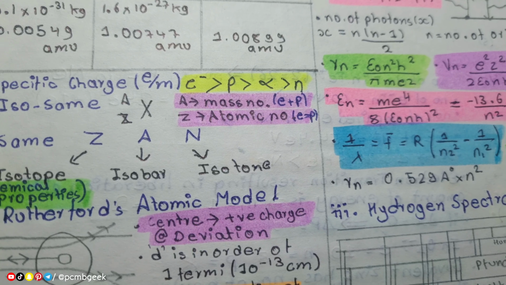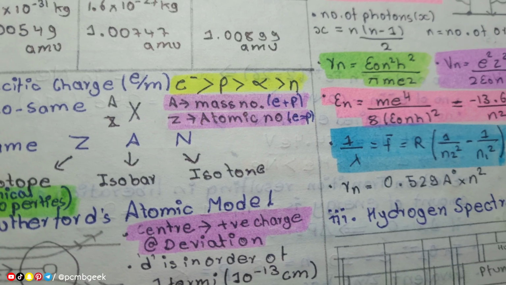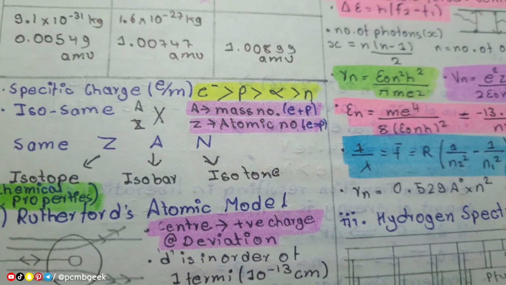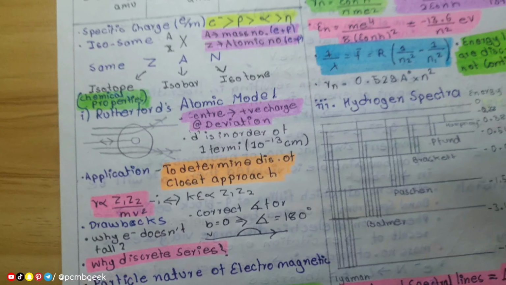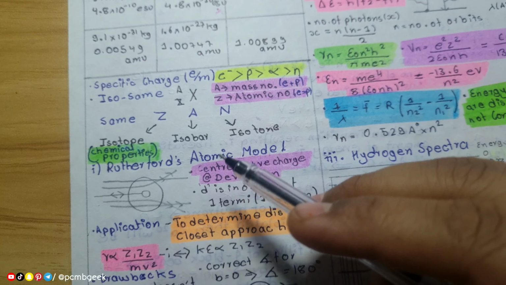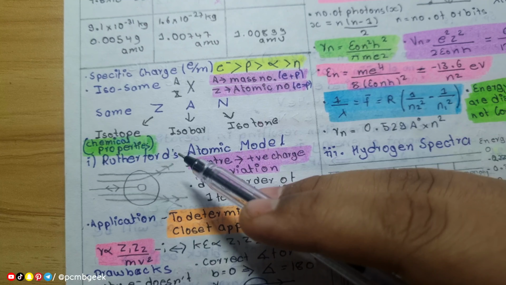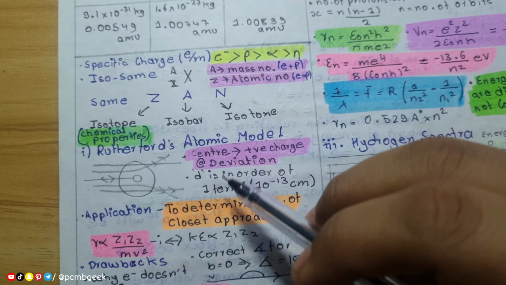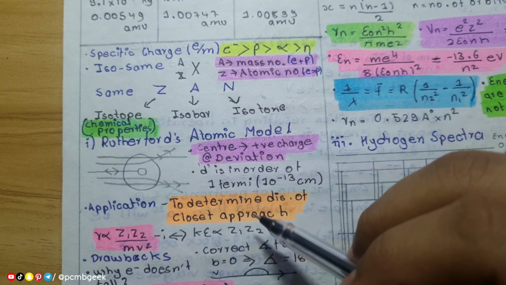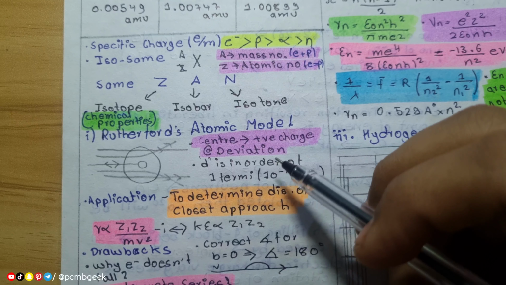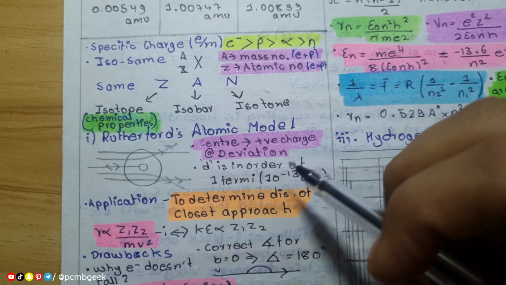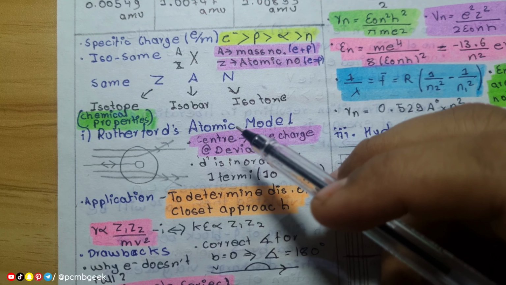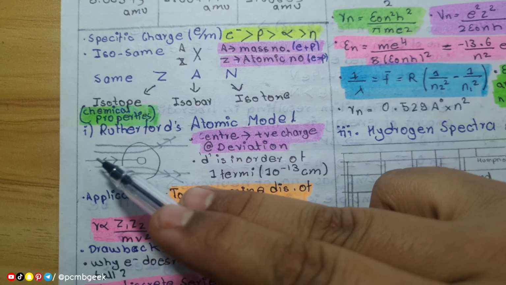The observations of Rutherford's alpha particle experiment were: most of the alpha particles, around 99%, passed through without any deviation. Some passed with little deviation. Very few particles were deflected by a large angle. Occasionally an alpha particle got deflected by 180 degrees.